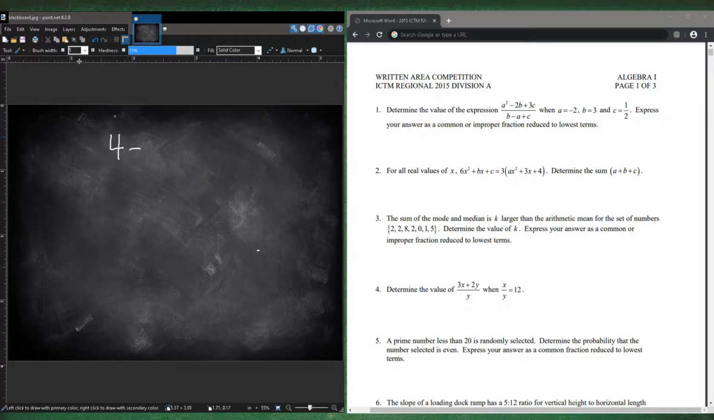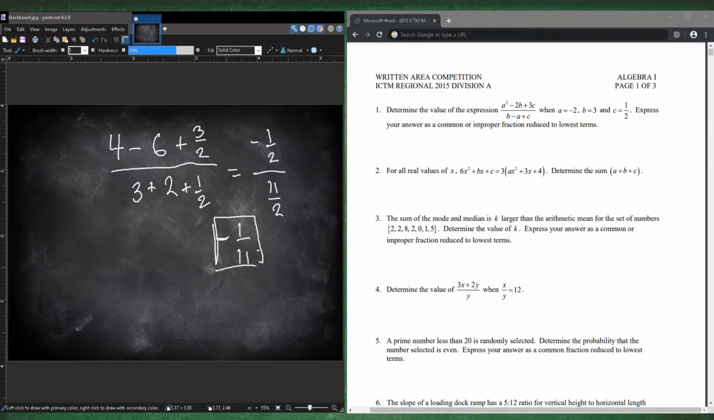So 4 minus 6 plus 3.5, 3/2, and then 3 plus 2 plus a half. Okay, so that's negative 2, so that's negative 4 over 2, so that's negative a half on top. Over, if that's 5, that's 11 over 2. So the answer is negative 1 over 11. Okay, and that's it.